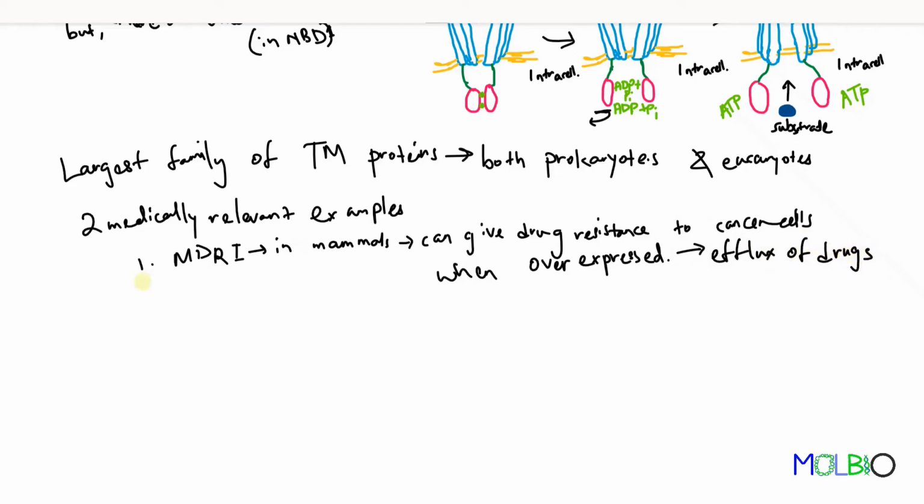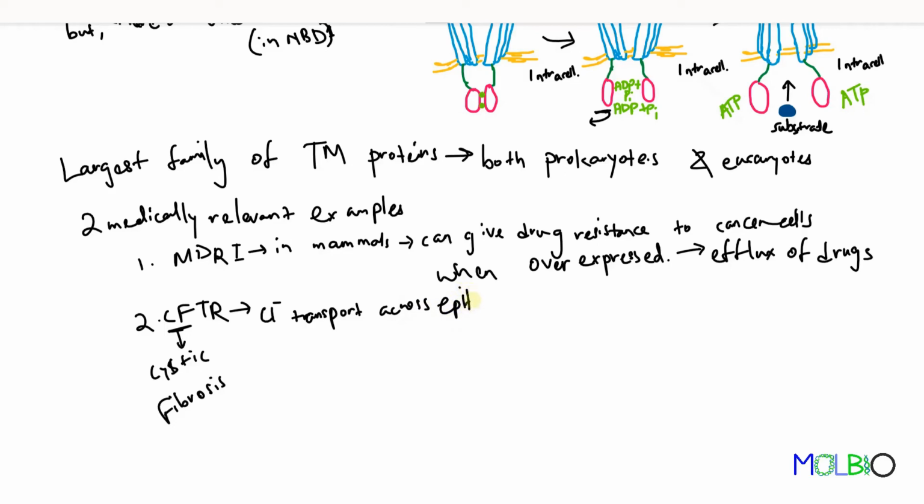Other than this, another one is called CFTR, and the CF stands for cystic fibrosis. I think you might have heard about this disease already. So I'll just write it here, cystic fibrosis. This is actually a chloride ion transporter, and it transports across the epithelia of our body. When there is a dysregulation of this CFTR, then there can be cystic fibrosis. So these were two medically relevant examples. Now let us look at the structure.